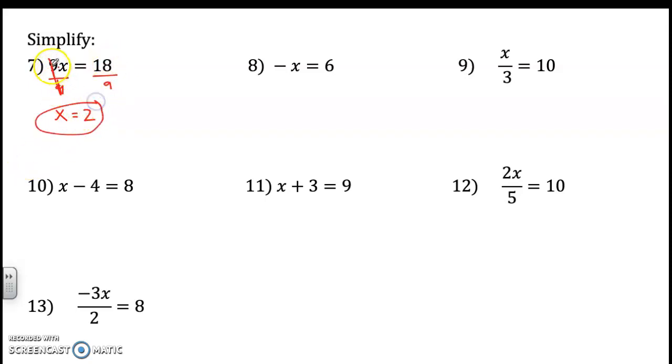So remember, if this is multiplying, then you divide, and whatever you do to one side, you do to the other side. The same thing.